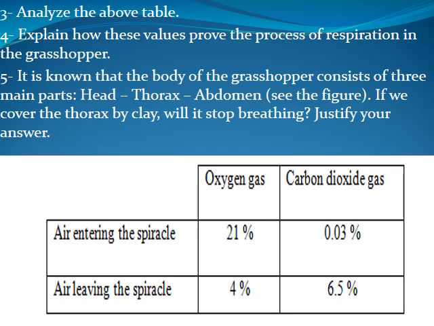Question number 3, analyze the above table. You have to analyze this table. 4, you have to explain how these values prove the process of respiration in the grasshopper. 5, it's known that the body of the grasshopper consists of three main parts: head, thorax, abdomen. You have to cover the thorax by clay. Will it stop breathing? Justify your answer.